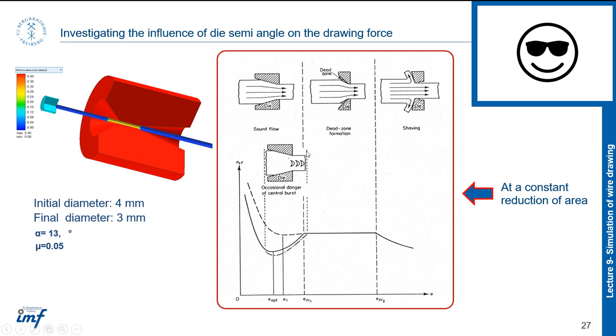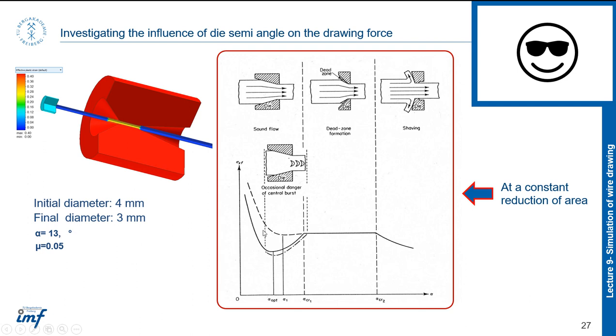So at the beginning, by increasing the alpha, the drawing force reduces. I told the reason last week: the contact surface between the material and the die is much bigger at the smaller die semiangle. So by increasing the die semiangle, this area becomes smaller, so the friction reduces. After that it starts to increase again, and then here you have a dead metal zone, so by changing the angle, the forming area will not change, and then at the final stage it decreases because of the shaving phenomena.